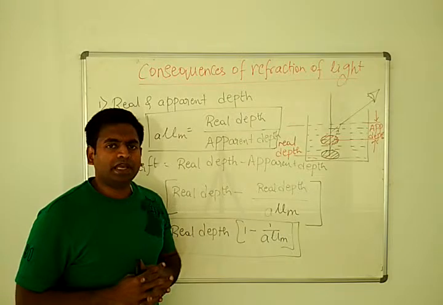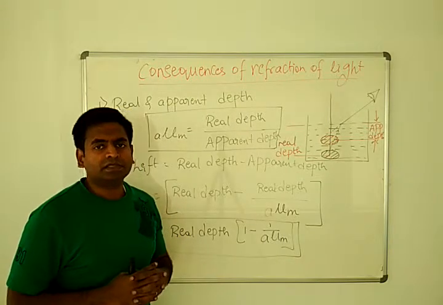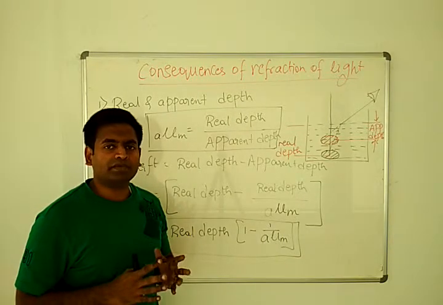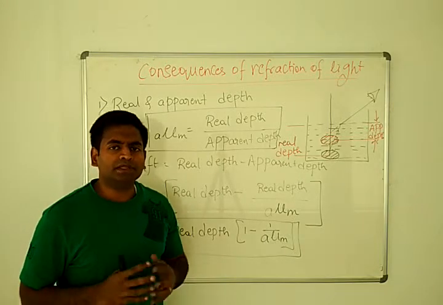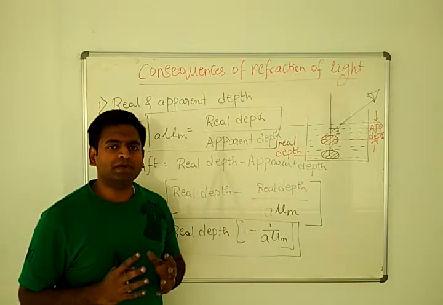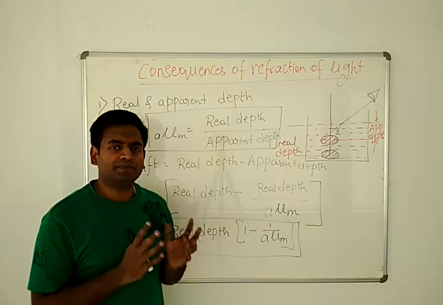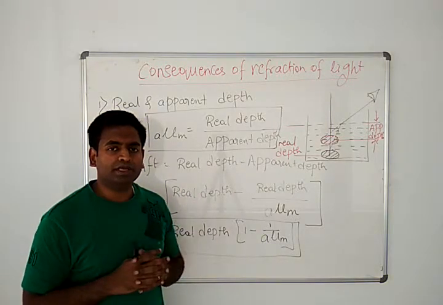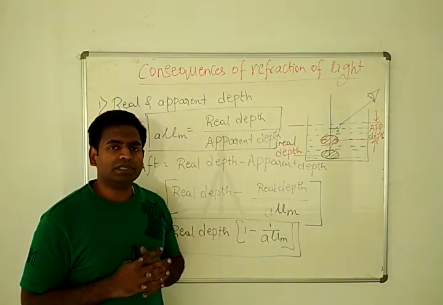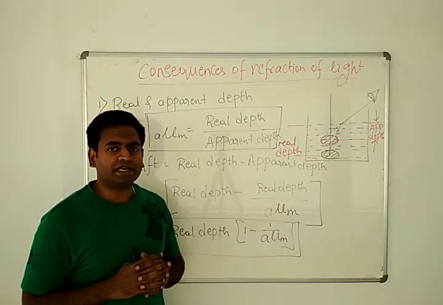In the last video, we have seen the refraction of light. We have seen that light bends when it travels from one medium to the other medium. The reason why the light bends is because there is a difference in speed of light between those two media. In this video, we are going to see what are the consequences of refraction of light.